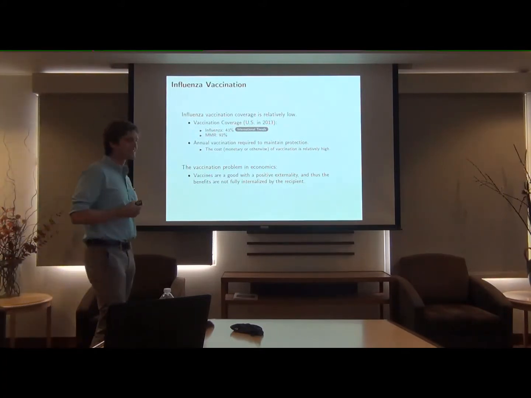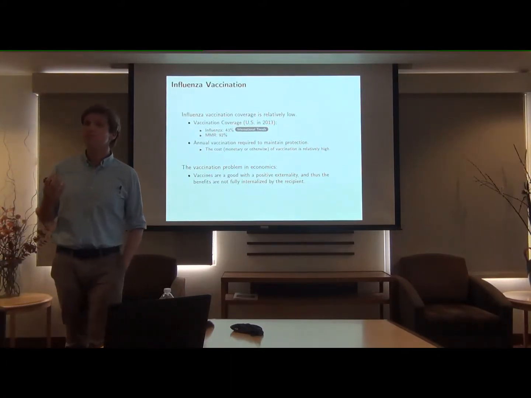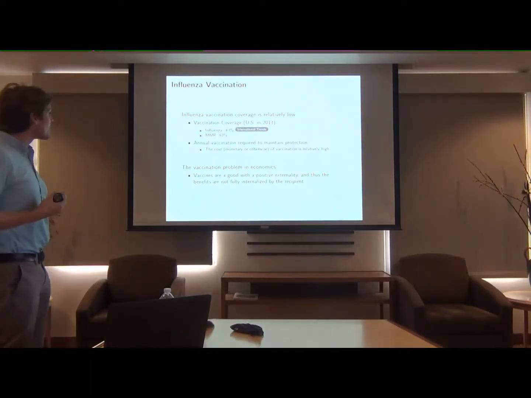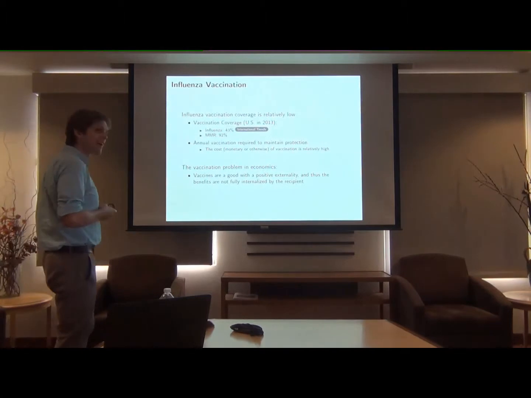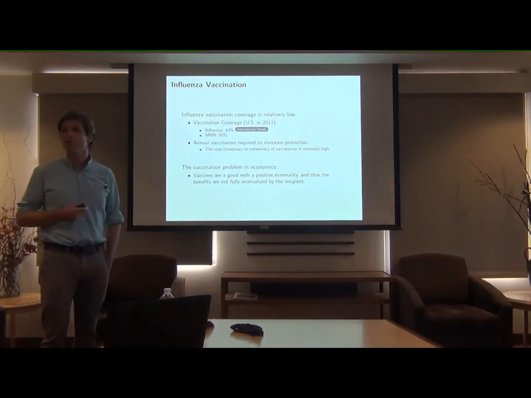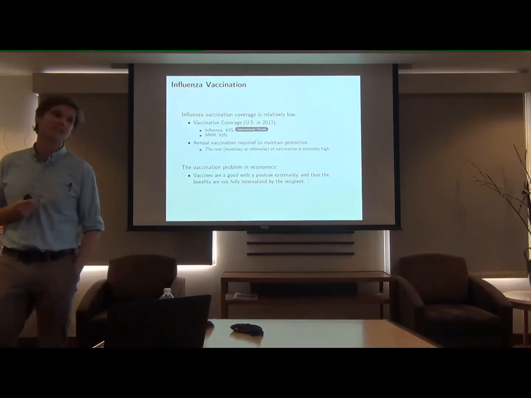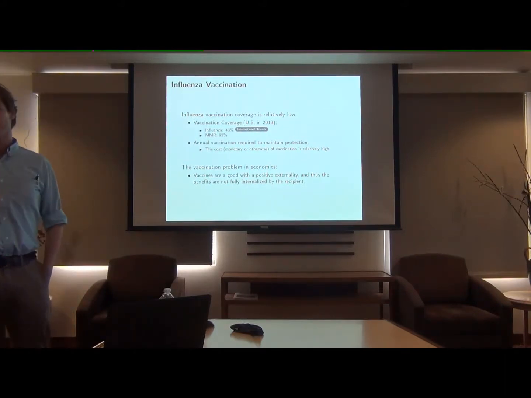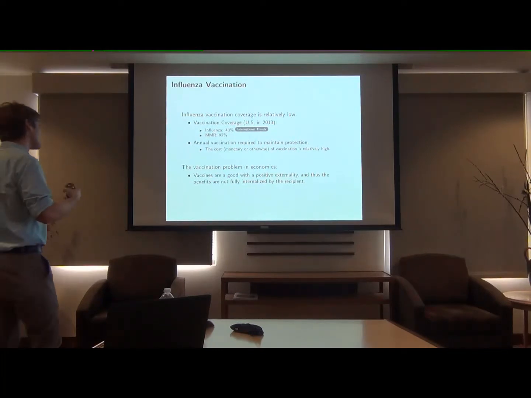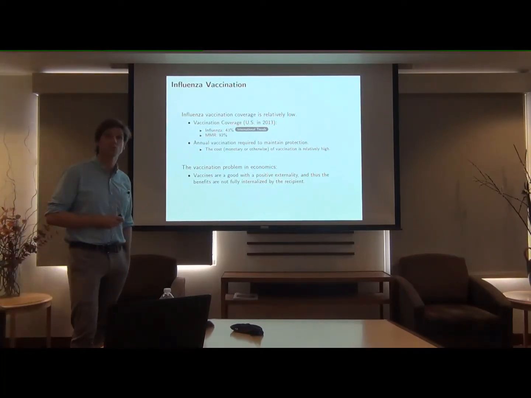So the bad news again is that vaccination rates for influenza are relatively low compared to other vaccine-preventable diseases. If we compare influenza and the measles, mumps, and rubella vaccine in 2013 in the US, the vaccination rate for influenza was about 43%. The MMR vaccination rate was about 92%.